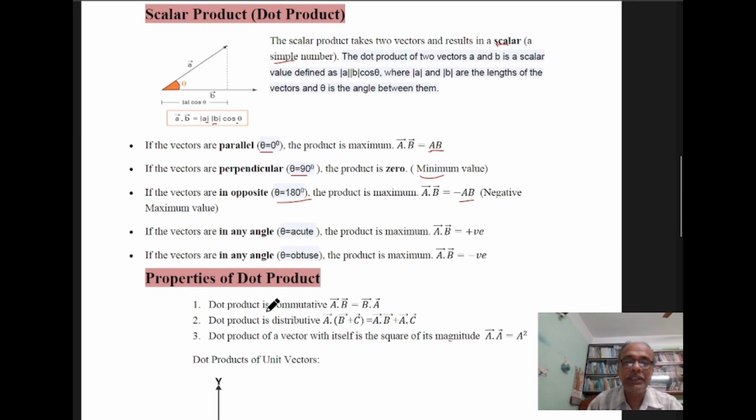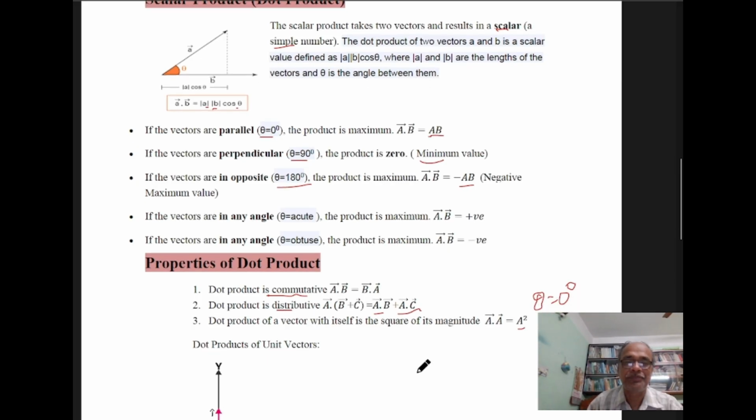The dot product is commutative. That means A dot B is always B dot A, and it is distributive. A dot (B plus C) equals A dot B plus A dot C. And if you take the dot product of a vector with itself, that means the angle between the two vectors is 0 degrees. So A dot A equals only the product of the magnitudes, that equals A square.